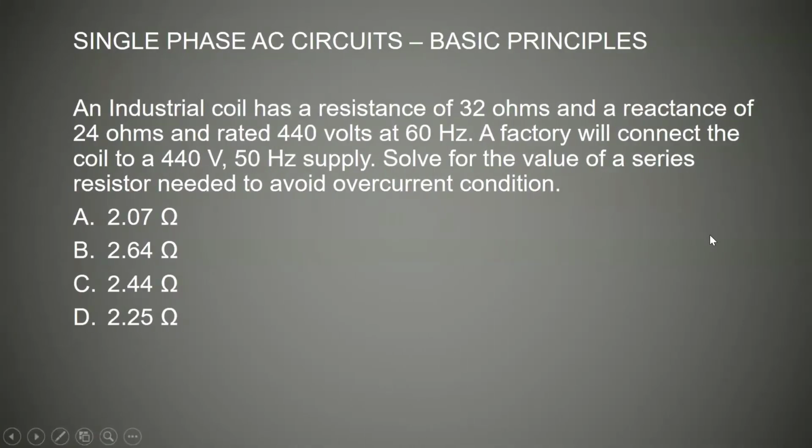An industrial coil has a resistance of 32 ohms and a reactance of 24 ohms and is rated 440 volts at 60 Hz. A factory will connect the coil to a 440 volt 50 Hz supply. Solve for the value of a series resistor needed to avoid overcurrent condition. A: 2.07 ohms, B: 2.64 ohms, C: 2.44 ohms, D: 2.25 ohms.